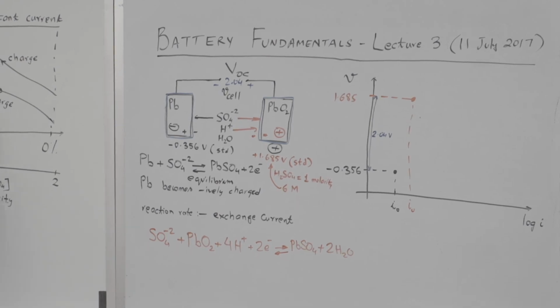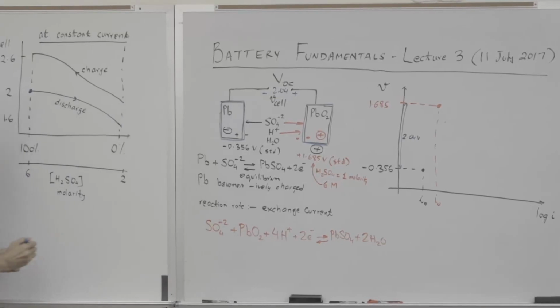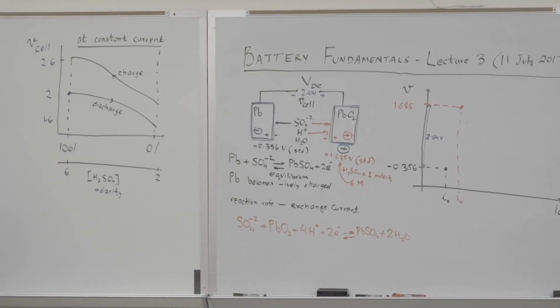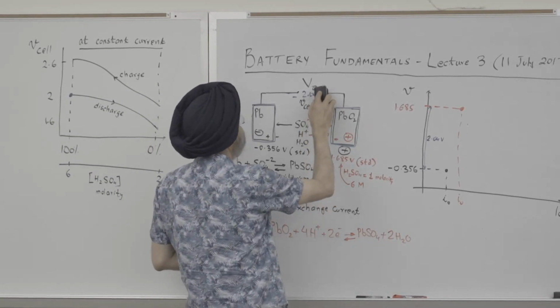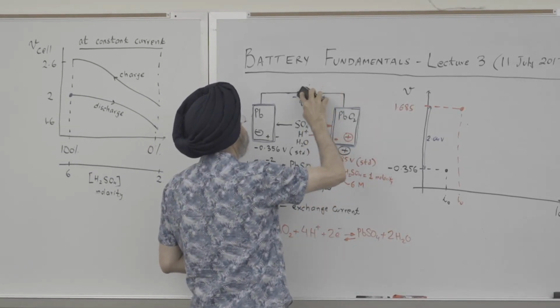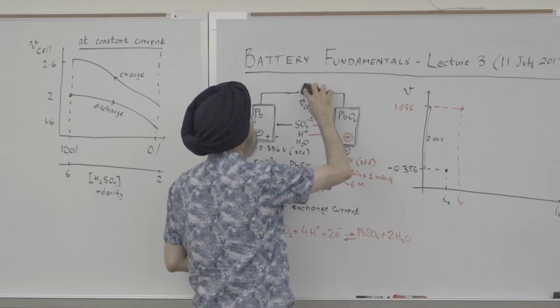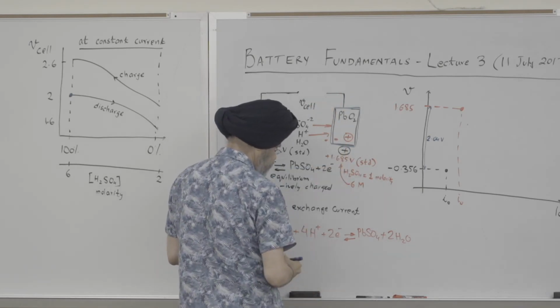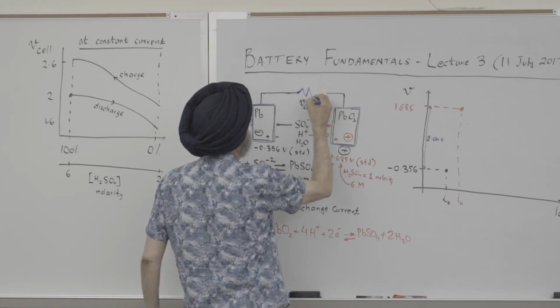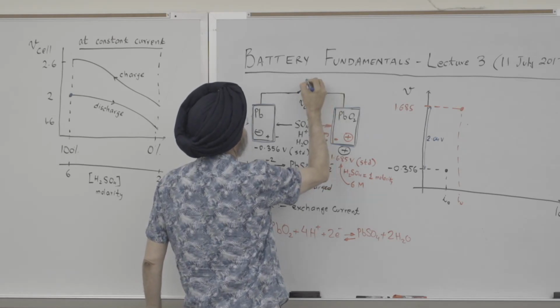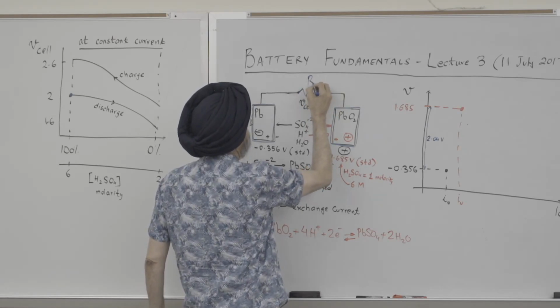So this condition over here is open circuit, right? Now we put a resistor, a load, across this terminal. The load would be resistive or whatever. So, R load.